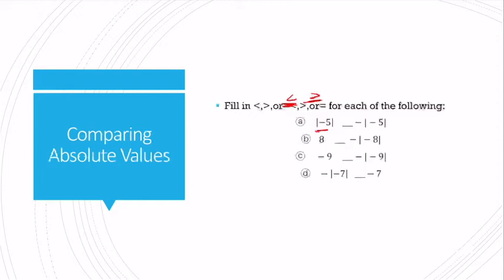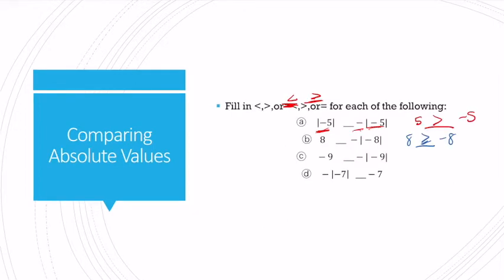For B, I have 8. Let's switch to a less angry color. 8, and I need to compare that to the opposite of the absolute value of -8. Well, the absolute value of -8 is 8, so -8. Again, I have 8 is greater than, or it could be greater than or equal to -8.